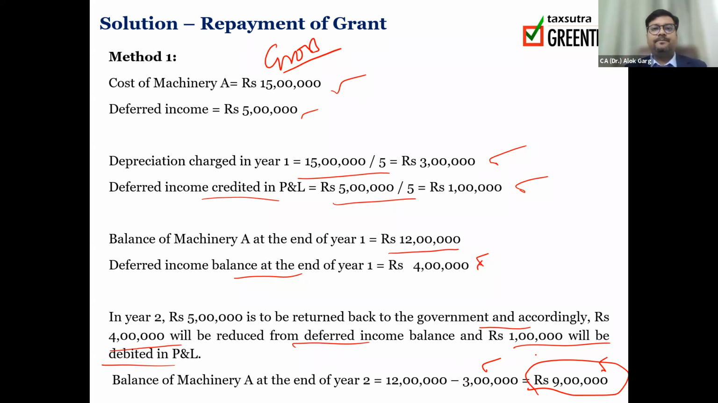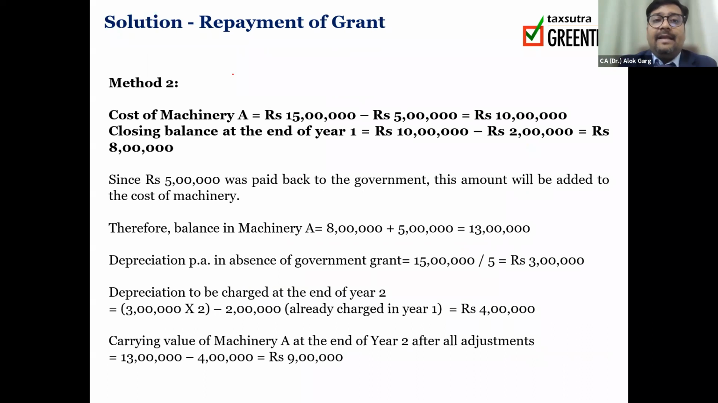So let's see. Going by the net approach, method 2. Cost of the machinery A is 15 lakh, minus 5 lakh grant. This asset has been recognized at 10 lakh rupees. The depreciation is 10 divided by 5, 2 lakh. So at the end of year 1, the closing balance is 10 minus 2, 8 lakh. At the end of year 1, the closing balance of the asset is 8 lakh rupees.